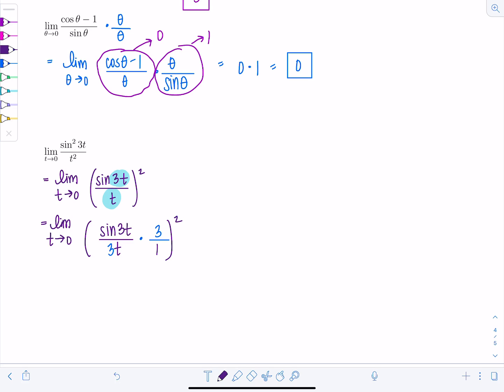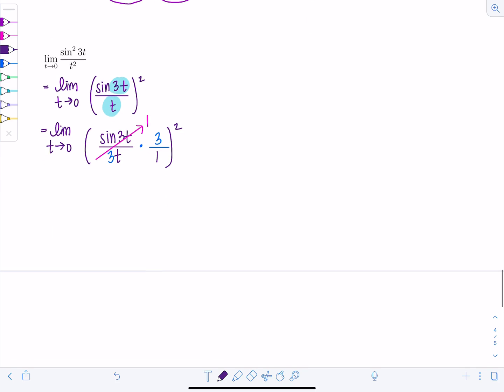Okay, lovely. So now we can go ahead and take the limit. As t approaches 0, sine of 3t over 3t, that approaches 1. And then 3 over 1, that's just a constant. So what do we have here? We have 1 times 3 squared, which is just 9. Beautiful. So that concludes the lesson.